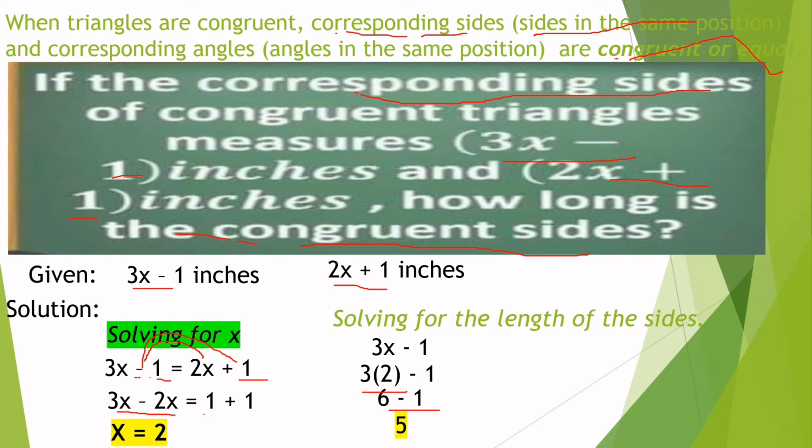How about when we use 2x plus 1? Do they have the same answer? Yes, let's see. So 2x plus 1, and then substitute the value of x. We have 2 times 2, which is the value of x, plus 1. 2 times 2 is equal to 4, plus 1, and 4 plus 1 is equal to 5. So they have the same answer. Either of these two will do, the answer will be the same.